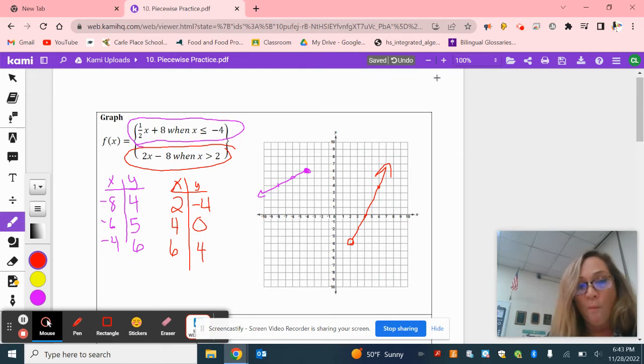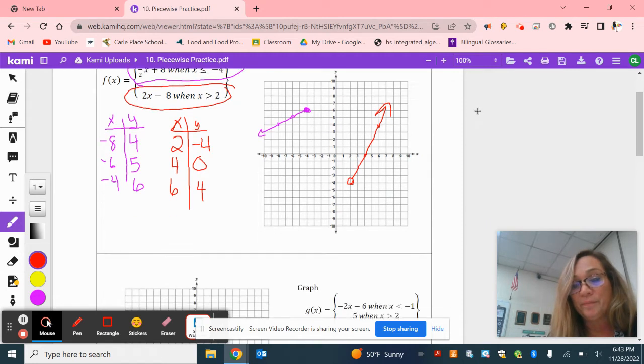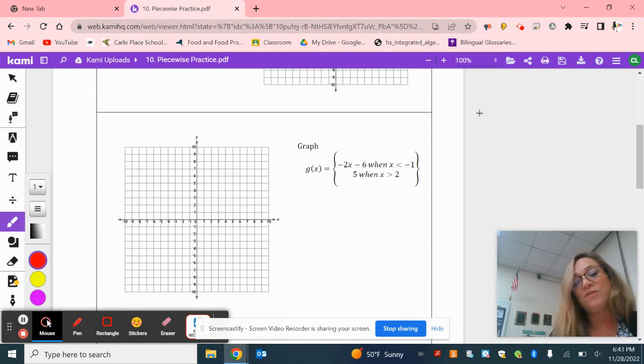Okay, 2 pieces. The piece that starts when x is at -4, and the piece that starts when x is at 2. And you can also use your graphing calculator. Okay, so this next one's also going to have 2 pieces.